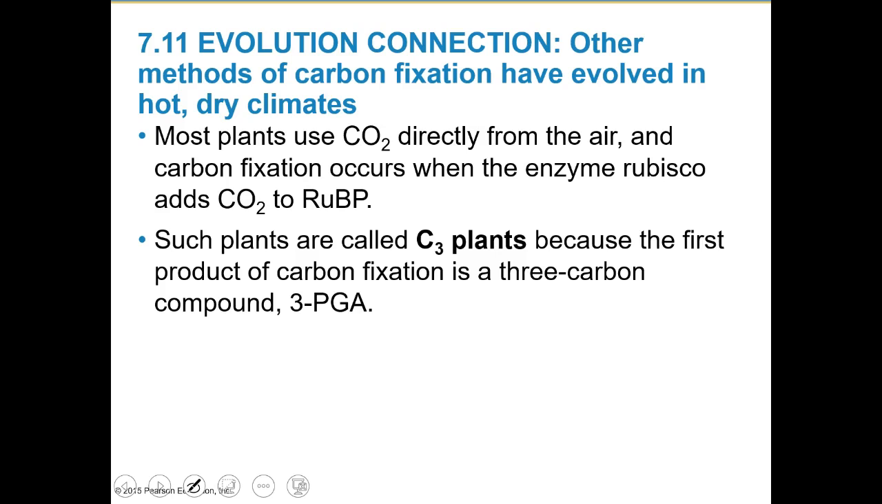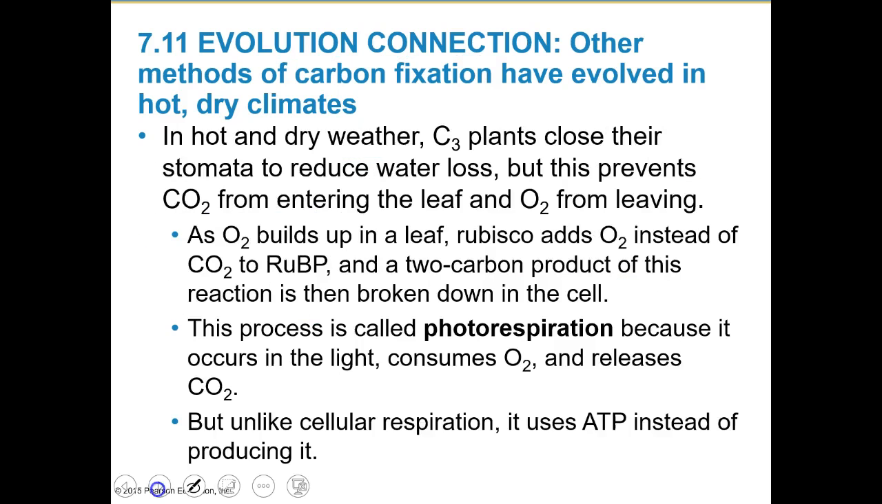The thing that we can actually do to this is talk about some evolutionary connections. There's a really fantastic Crash Course video that does a really good job explaining this also. Most plants use CO2 directly from the air, and carbon fixation is when the enzyme rubisco adds CO2 to RuBP, what we just looked at. Such plants are called C3 plants because the first product of carbon fixation is a 3-carbon compound called 3-PGA. So that's C3 because that's the first thing that we make.